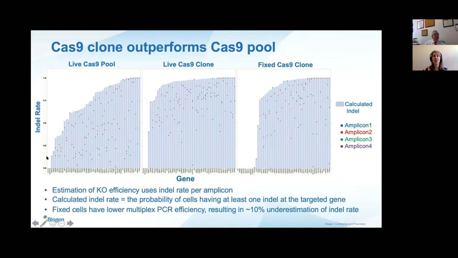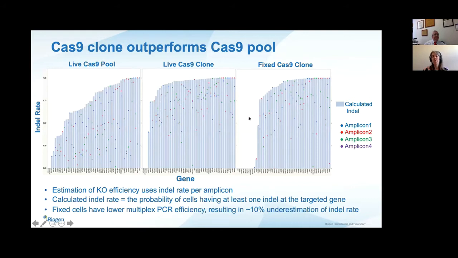So you can see here on the left that the live Cas9 pool samples show not as good editing as what we see when we go clonal. This is always a question to ask: do you have to go clonal or not? With this cell line, we really needed to go clonal in order to get our best editing efficiency. And these few knockouts here are probably, we actually think, failures of PCR, not complete failures of editing.